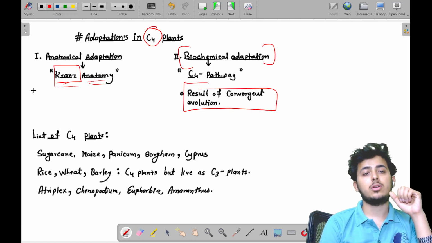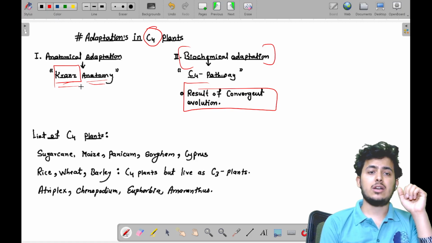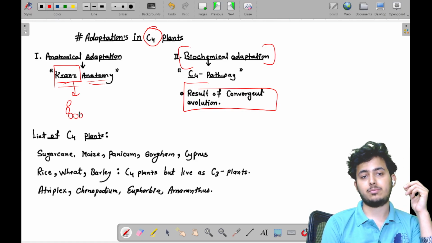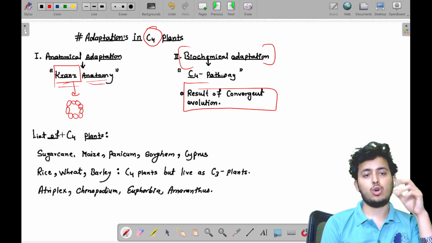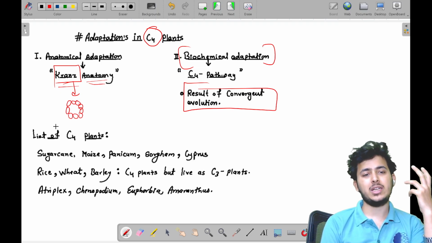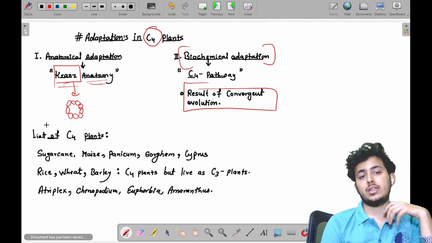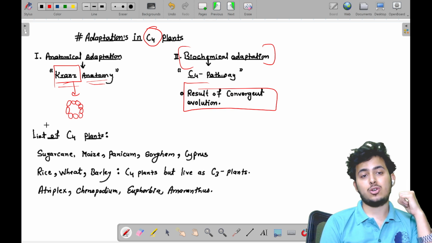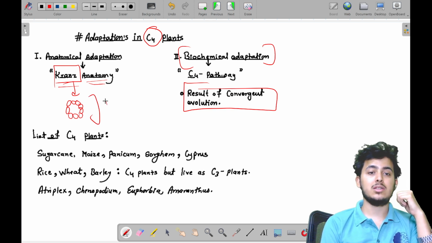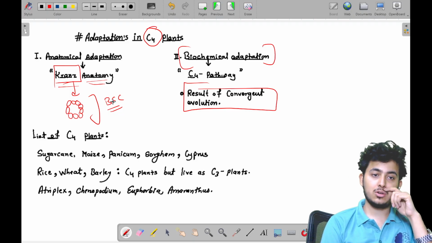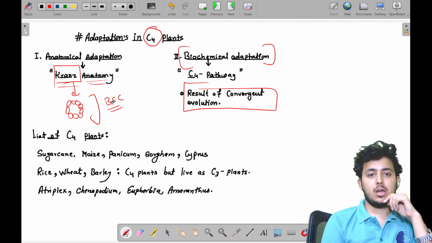What is Kranz anatomy? The word Kranz, you can imagine it as a necklace of small beads. The arrangement of cells in the form of this necklace has led to Kranz anatomy. And which cells? Basically, these are your bundle sheath cells, which show this Kranz anatomy. This is one of the important concepts.